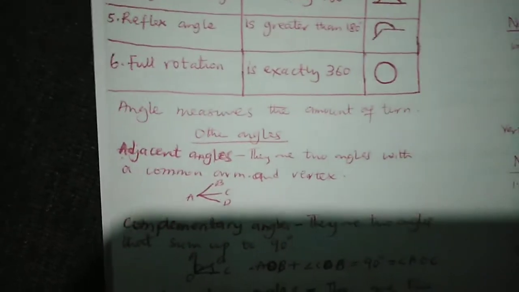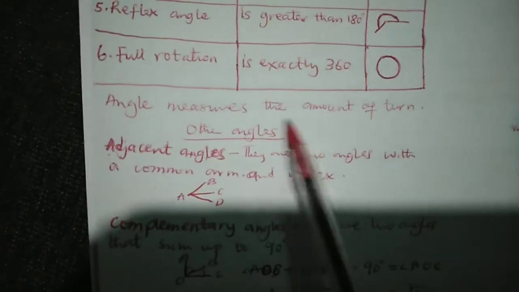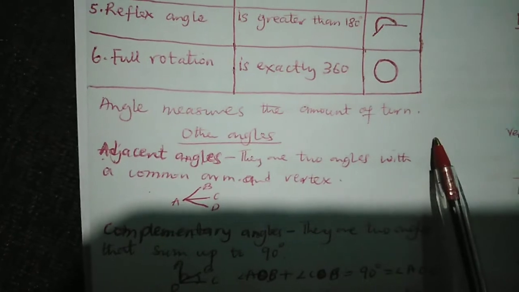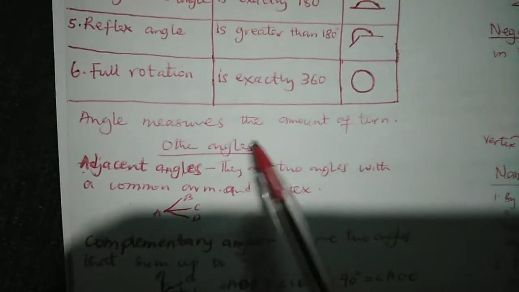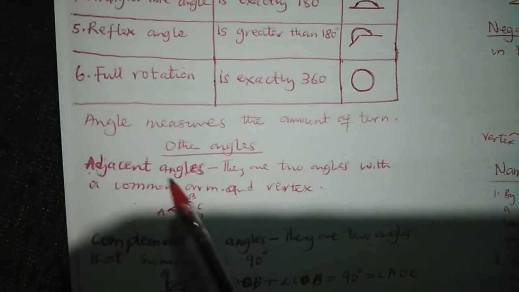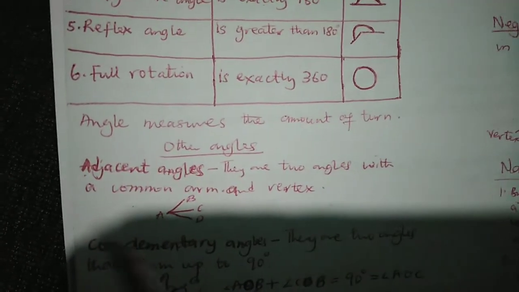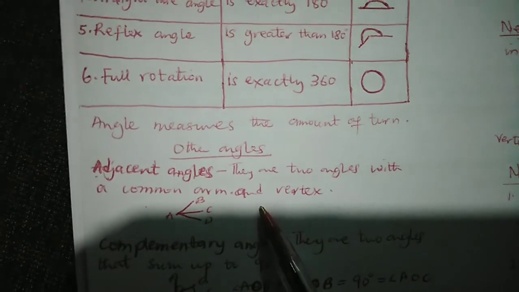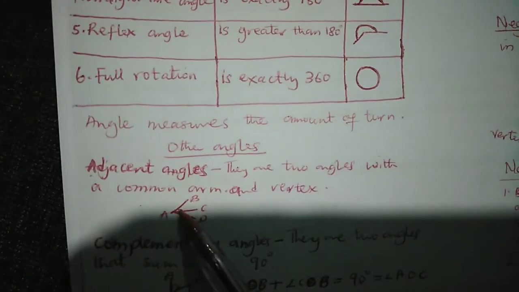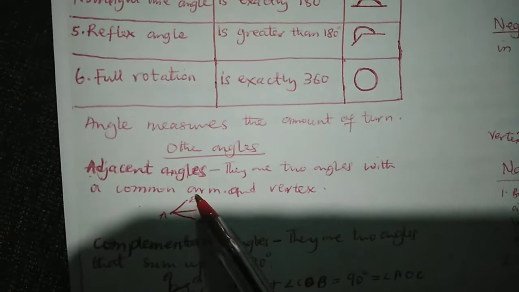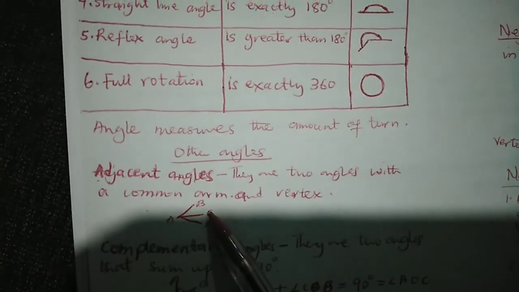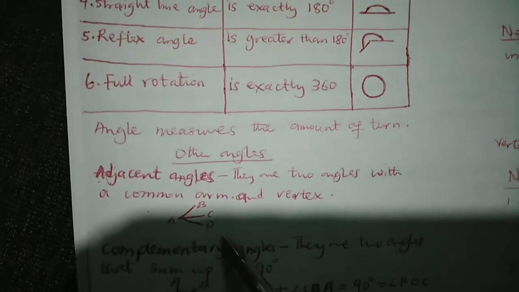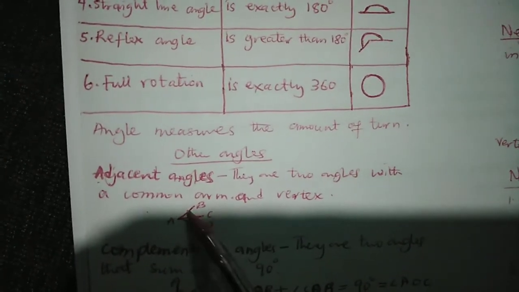So, moving forward and talking about other types of angles. An angle just measures the amount of turn, the amount of turn that we make, depending on our position. We have adjacent angles. They are two angles with a common arm and vertex. With a common arm. So you see that BAC we have, which is CAB. They all have a common arm of what? Of C.